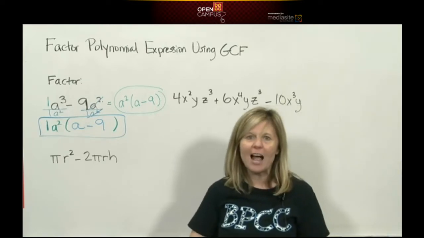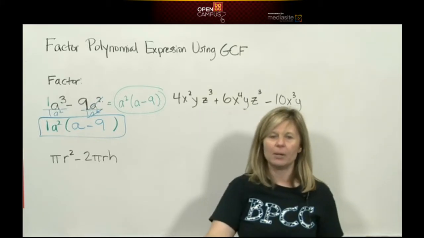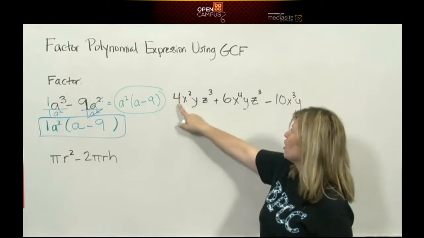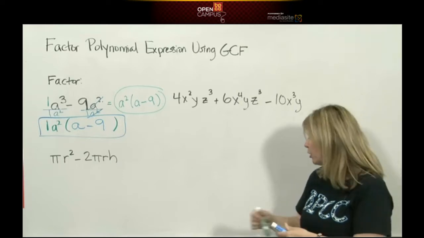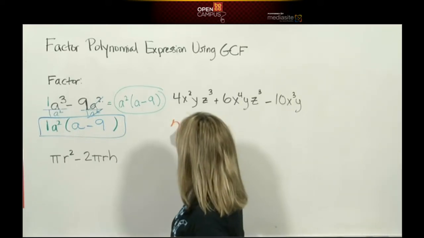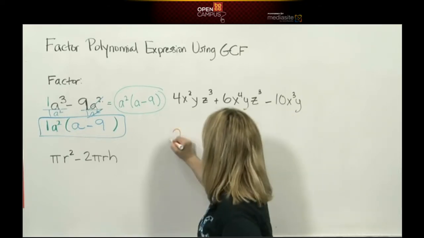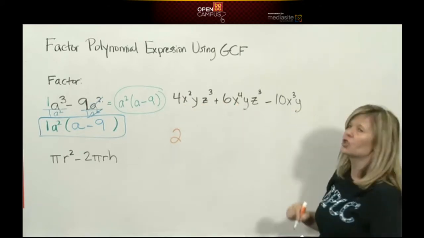The first rule of factoring is GCF. What do these terms have in common that we could divide them by? So start with the coefficients. 4, 6, negative 10. Well, we know they're even numbers and they're all divisible by 2. So we take out a 2. Okay? Then we would do the variables. X squared, x to the 4th, x cubed.